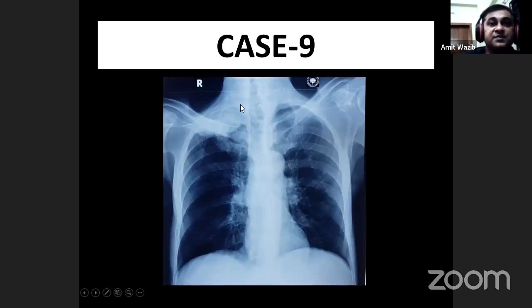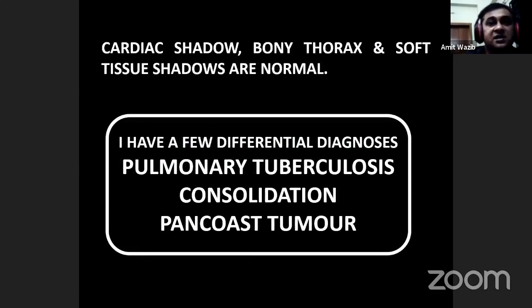We have another case here. It's a chest posterior anterior view showing apparently homogeneous opacity in the apical region, the upper zone of the right lung. So we cannot make a straightforward diagnosis from this X-ray. We have three differential diagnoses in such a condition. It could be a case of pulmonary tuberculosis, it could be a case of consolidation, it could be a case of Pancoast tumor. Pancoast tumor is a bronchial carcinoma that occurs in the apex of the lung. Pancoast tumor is nothing but a bronchial carcinoma located at the apex of the lung.